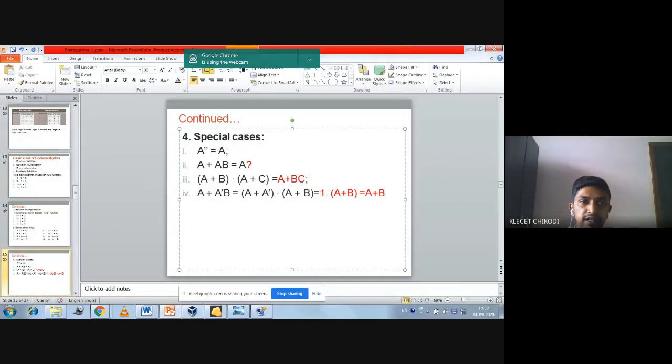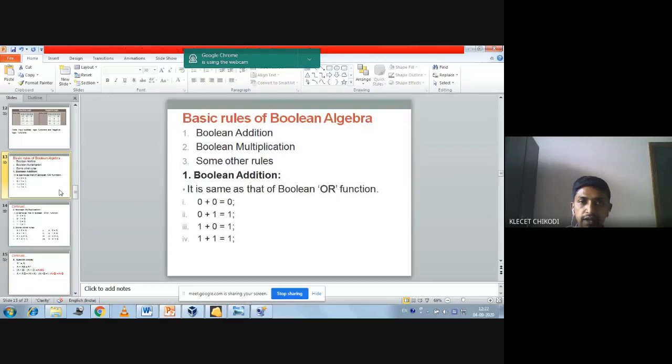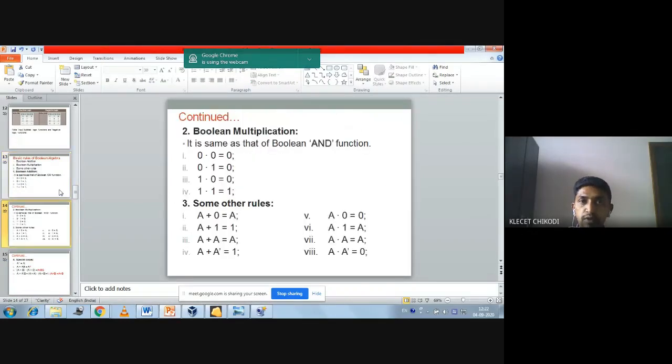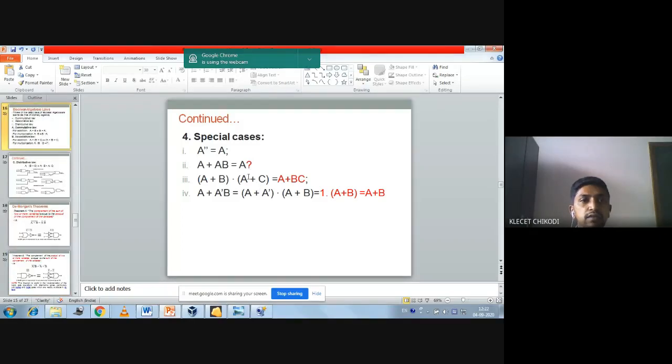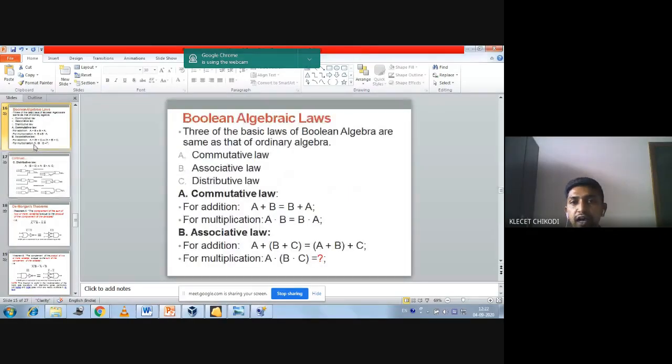These are the special cases for solving any algebraic equations. For solving any algebraic equations, you should know the Boolean addition rules, Boolean multiplication rules, and some other rules. Along with that, we need some special cases like this. Then only we can solve any Boolean algebraic functions. Is that clear?